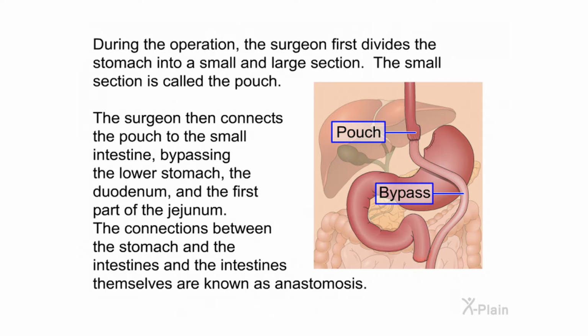During the operation, the surgeon first divides the stomach into a small and large section. The small section is called the pouch. The surgeon then connects the pouch to the small intestine, bypassing the lower stomach, the duodenum, and the first part of the jejunum. The connections between the stomach and the intestines themselves are known as anastomosis.